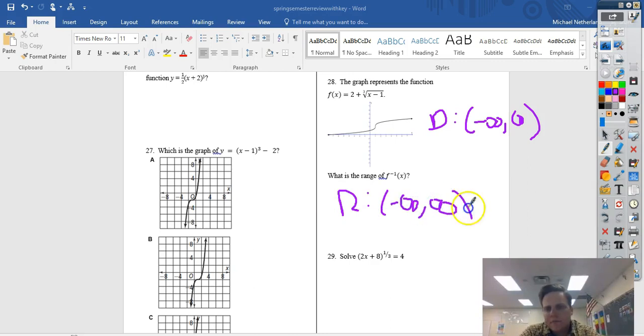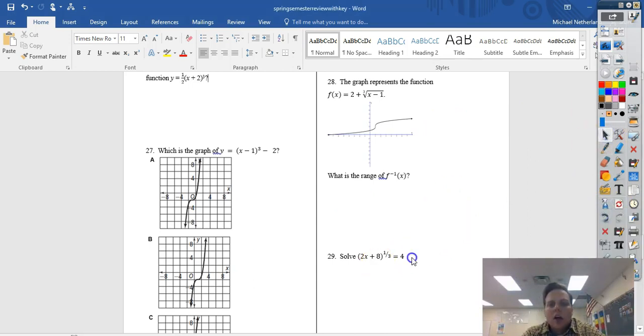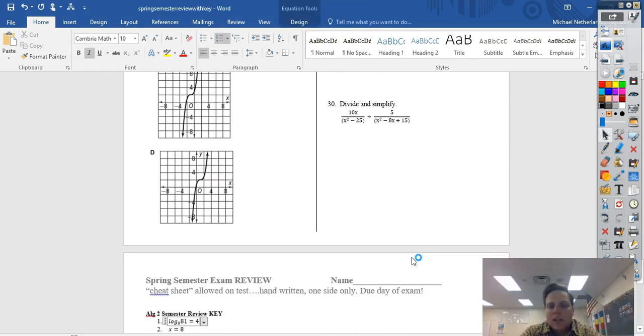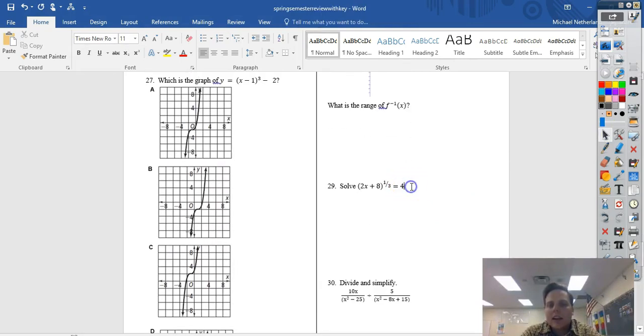Okay? Problem 29. Solve (2x plus 8) raised to the 1/3 power is equal to 4. Okay, so where is x? It's trapped by the 1/3 power. So step 1 is to get rid of the 1/3 power by raising both sides to the 3rd power. Okay, so that cancels that out with that. So I get 2x plus 8 is equal to, what is 4 to the 3rd power? It is 64. So then I need to subtract 8 and divide by 2.